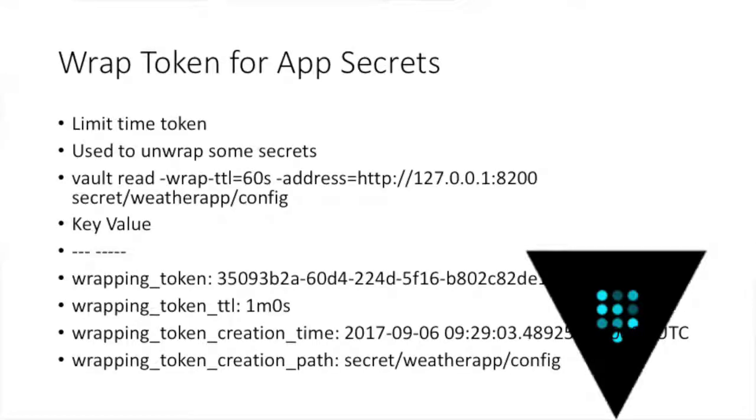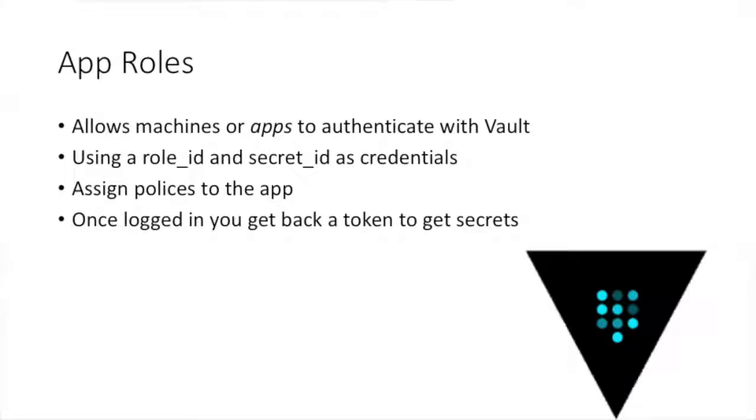So we talked a little bit about the wrap token, where you could wrap the information and then use that wrap token to get back the information. There's also something called app roles inside of Vault. You could assign an application a role, so you use the role ID and the secret ID to get back information.